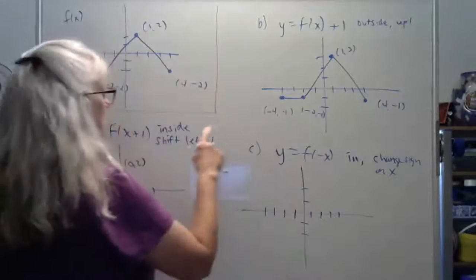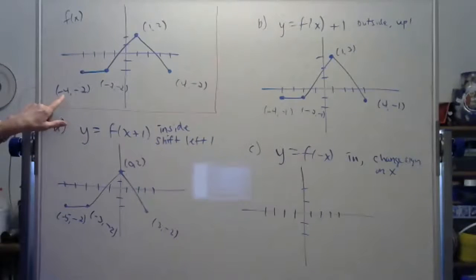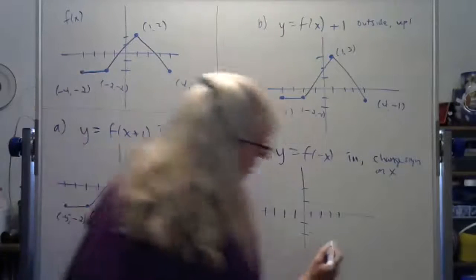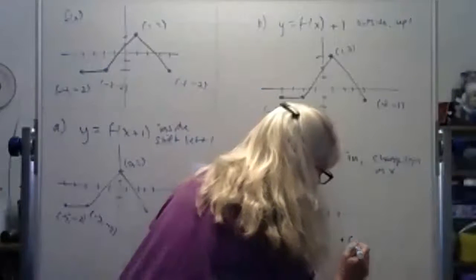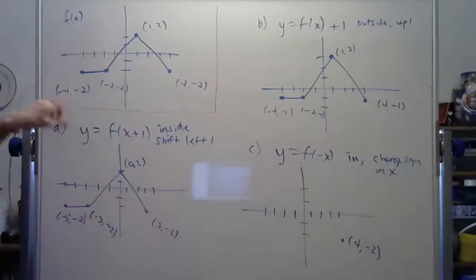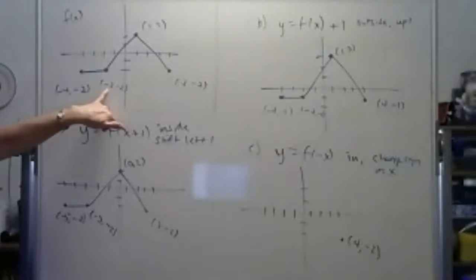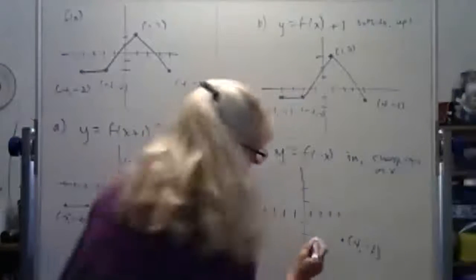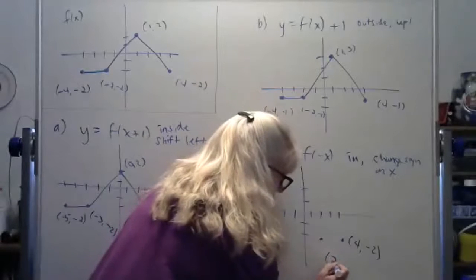Okay, so what's that going to do? So back to the original, the point that's at -4, -2, I'm just going to take the x value and switch its sign. So instead of being a -4, it's a +4. So that first point is now over here at 4, -2. Our second point, moving from left to right, was at -2, -2. I'm going to change the sign on the x value, which is going to make it a +2, -2.